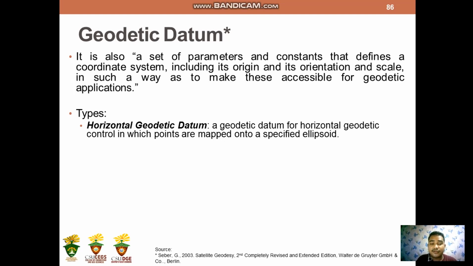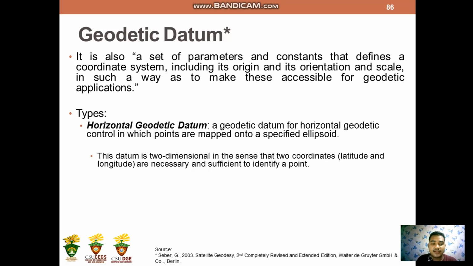So when we say horizontal, it is 2-dimensional. And this datum is 2-dimensional, as I said a while ago, in the sense that two coordinates, the latitude and longitude, are necessary and sufficient to identify a point. Right? When we have the latitude and longitude, we can specify the location of the specific point.